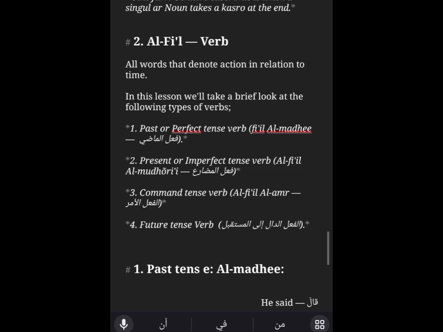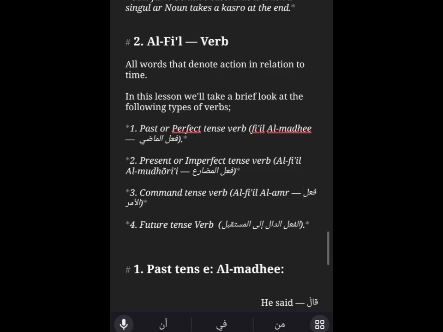Number 3, we have command tense, fi'l al-amr. Fi'l al-amr is a command tense. It is a verb that you use to give an order. We'll also look at the signs to help you identify fi'l al-amr.